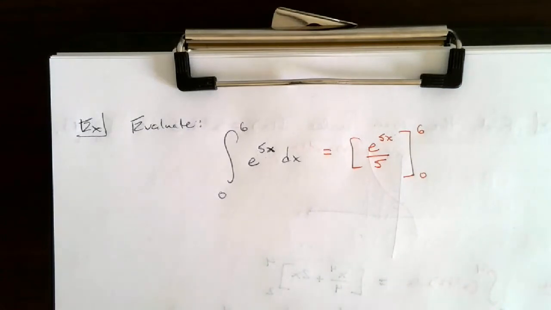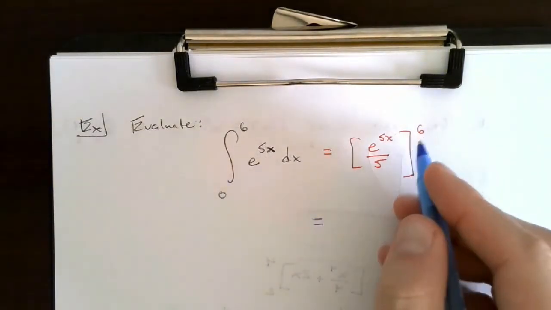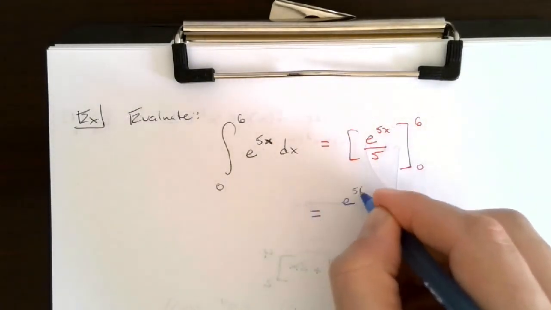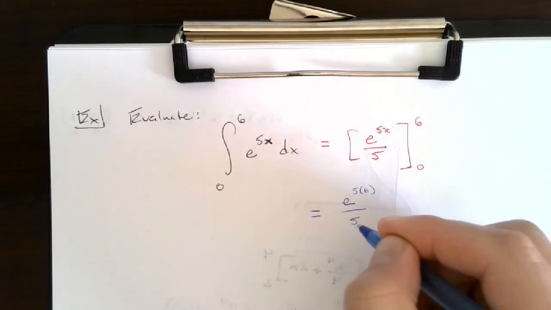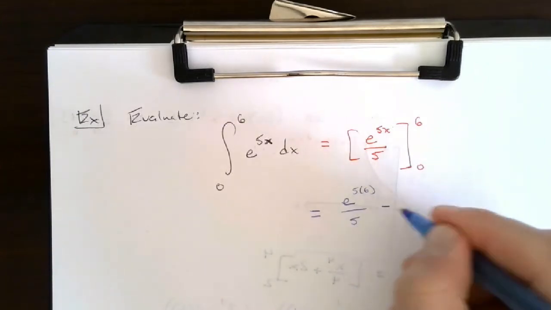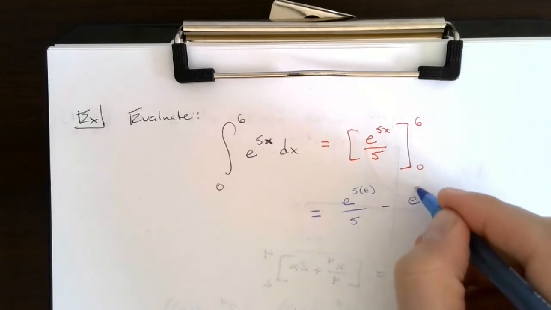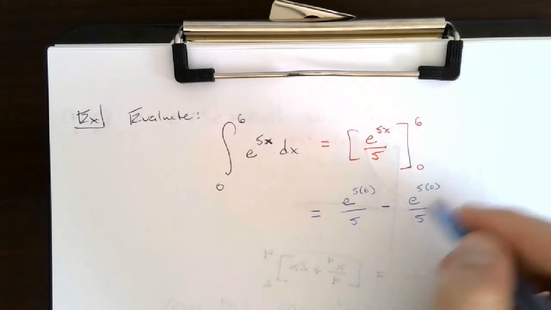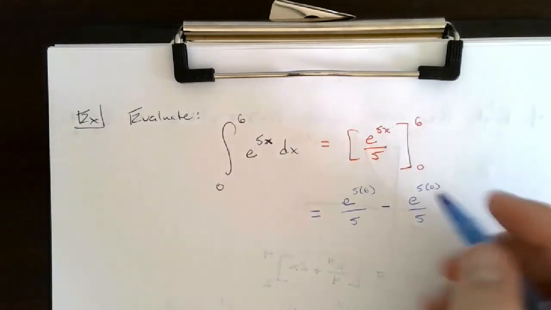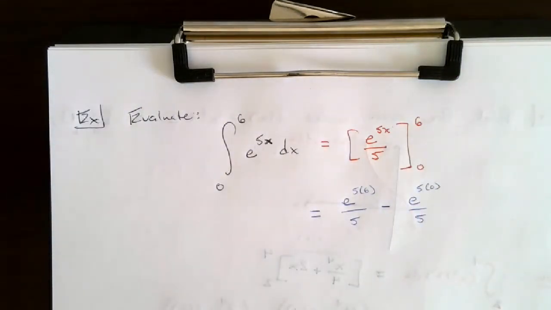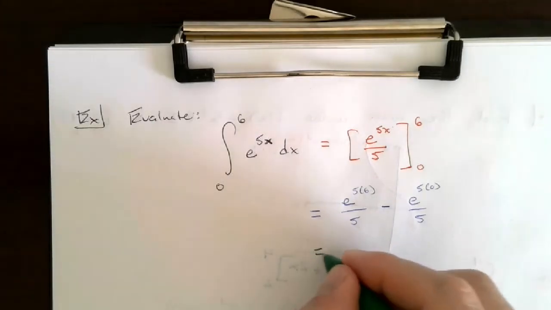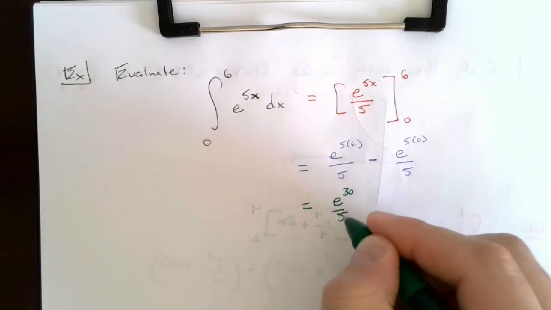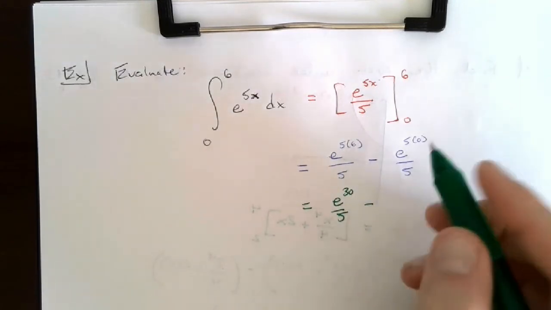And remember what you do. You substitute in the upper limit first. So it's e to the 5 times 6 over 5 minus e to the 5 times, subbing in the lower limit, 5 times 0 over 5. And notice I didn't put parentheses around these because these are each one term, so you didn't really need it. And then we're going to evaluate what we have here. e to the 5 times 6 is e to the 30 over 5 minus e to the 5 times 0.